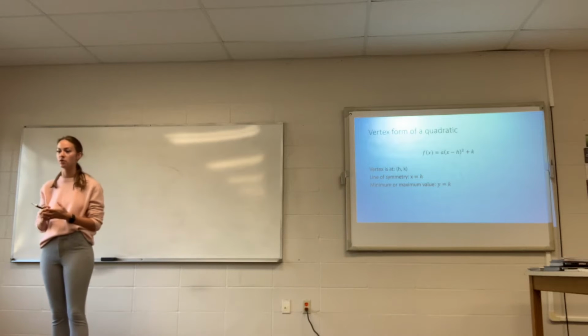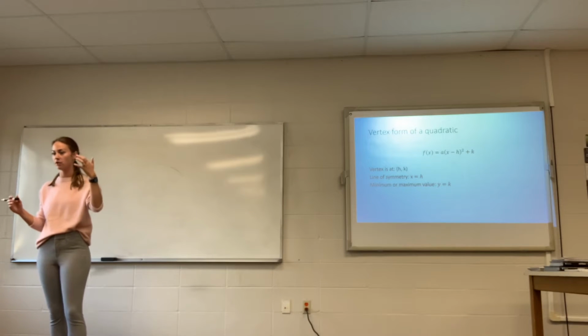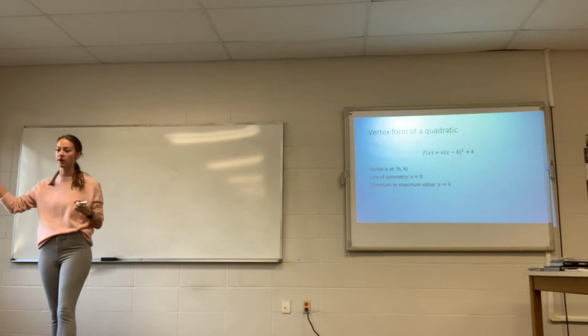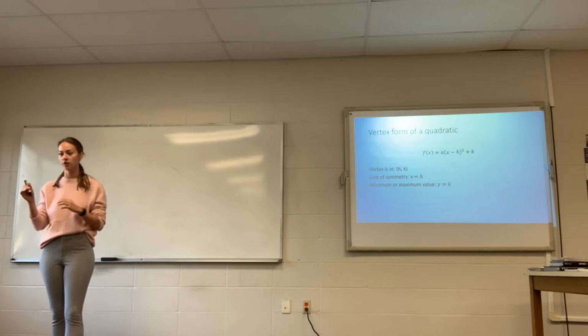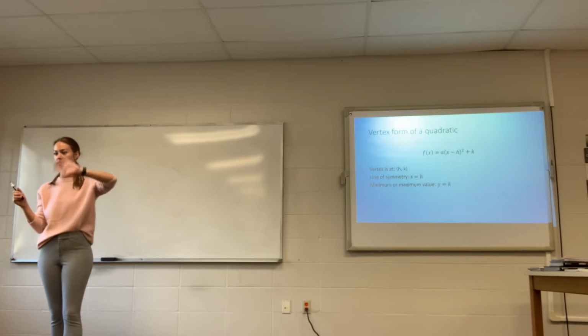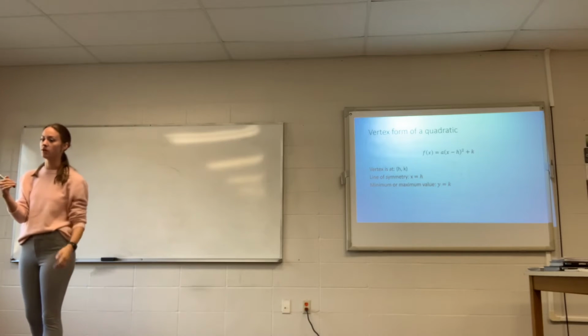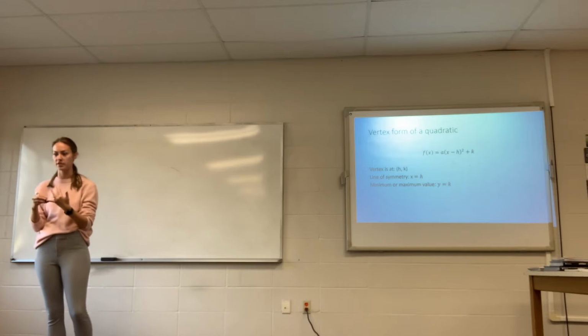The h is always opposite, so if it's negative in the equation, you know that it really goes over to the right, and it's positive. And then the k is the up or down. If it's positive, it goes up, and if it's negative, it goes down. So for the vertex, the h is always just opposite.